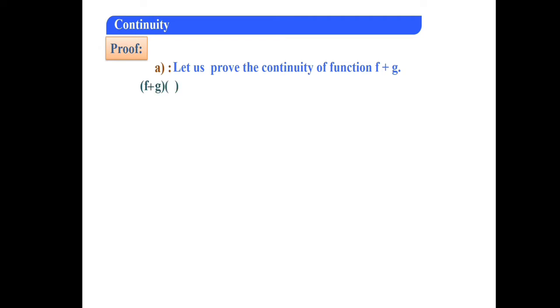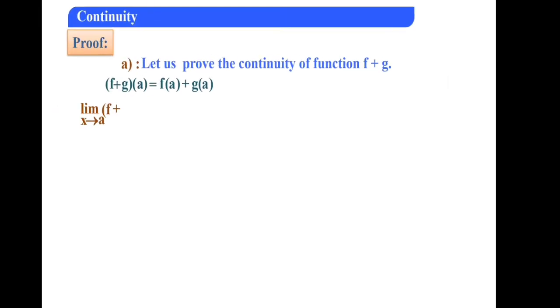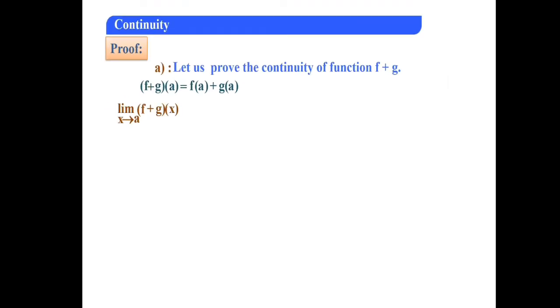Now f plus g of a, what do we get? Using the addition of functions property, we can write this as f of a plus g of a. Next we have to find the limit of the addition function as x tends to a. Using the properties of limit, limit as x tends to a of f of x plus g of x.